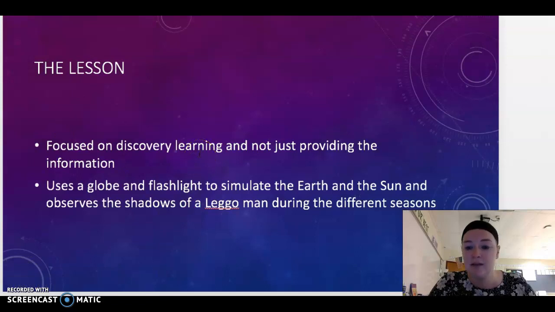So for a lesson for students to discover this, the lesson I found really does focus on discovery learning and not just providing the information. So a lot of what our readings talked about. It uses a globe and a flashlight to simulate the Earth and the sun and observes the shadows of a Lego man on the globe during the different seasons.